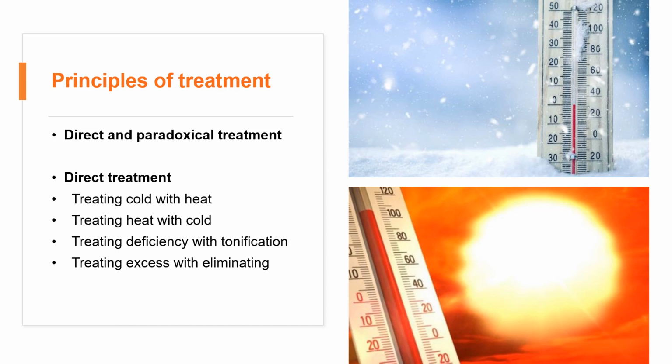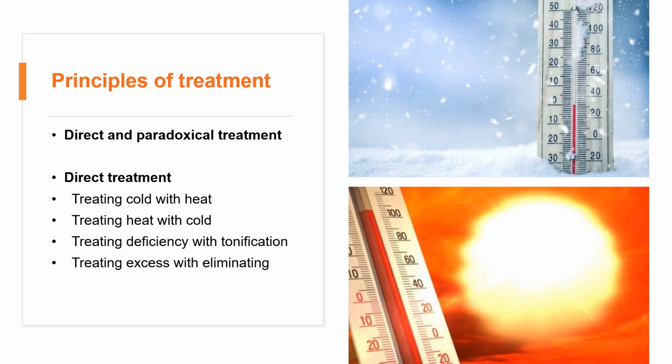So direct treatment means treating the cold with heat, treating the heat with cold, treating deficiency with tonification, treating excess with eliminating. So as you can see from here, this means that if in a heat condition, the body got excess heat, we're going to use some cold method or some cold herbs to recover the balance.